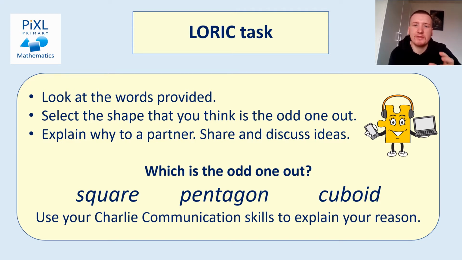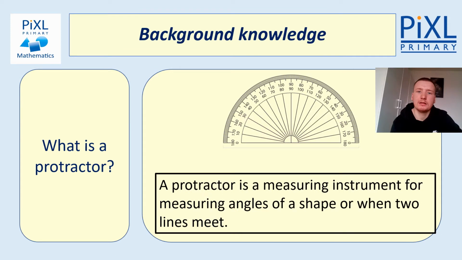Now, just to run through the answer, of course, the odd one out is the cuboid. Now, ask yourself why. The cuboid is the odd one out because it is a 3D shape, and the other 2 shapes are 2D shapes. So well done, give yourself a pat on the back if you got the answer cuboid correct and explained it perfectly to your parent or to someone at home. As you know from our learning objective today, we are focusing on right angles.